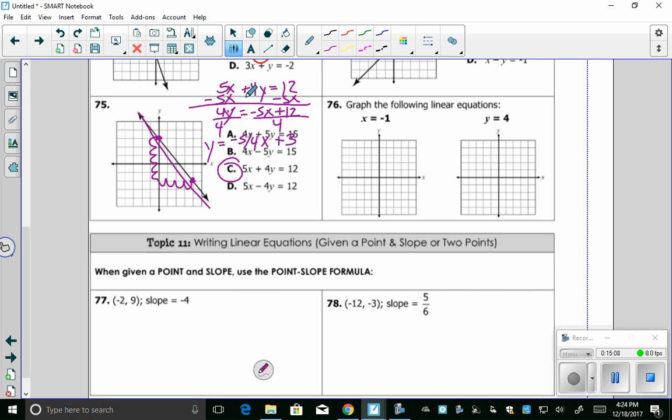Graph the following linear equations for number 76. You're going to put a point on the x-axis at negative 1. Anytime you have x equal to a number, you are going to have a vertical line. So it's going to look something like this. For y equals, you're going to go to the y-axis and put a point at positive 4 and draw a horizontal line. So y equals is horizontal, while x equals is vertical.